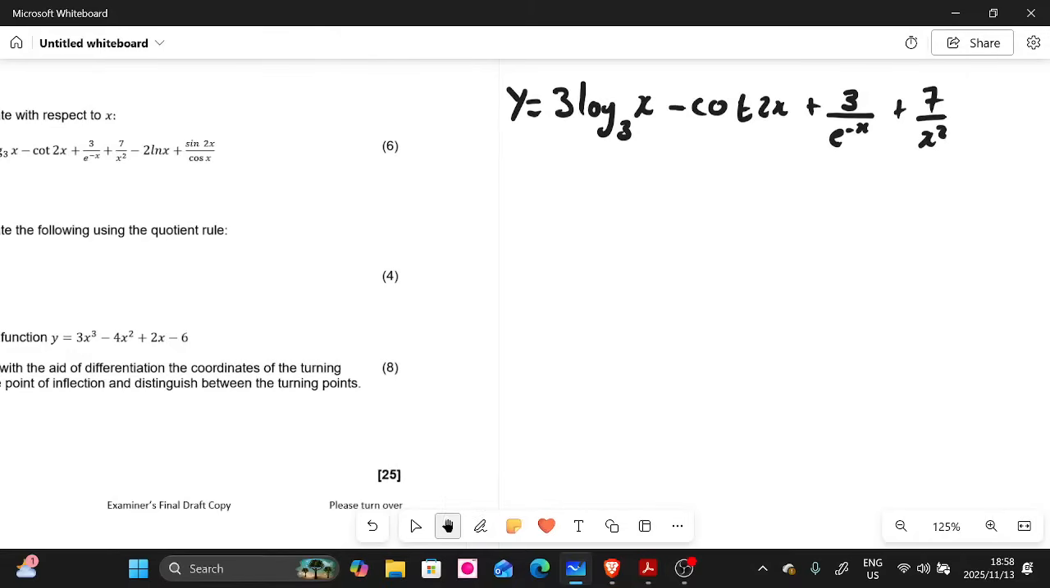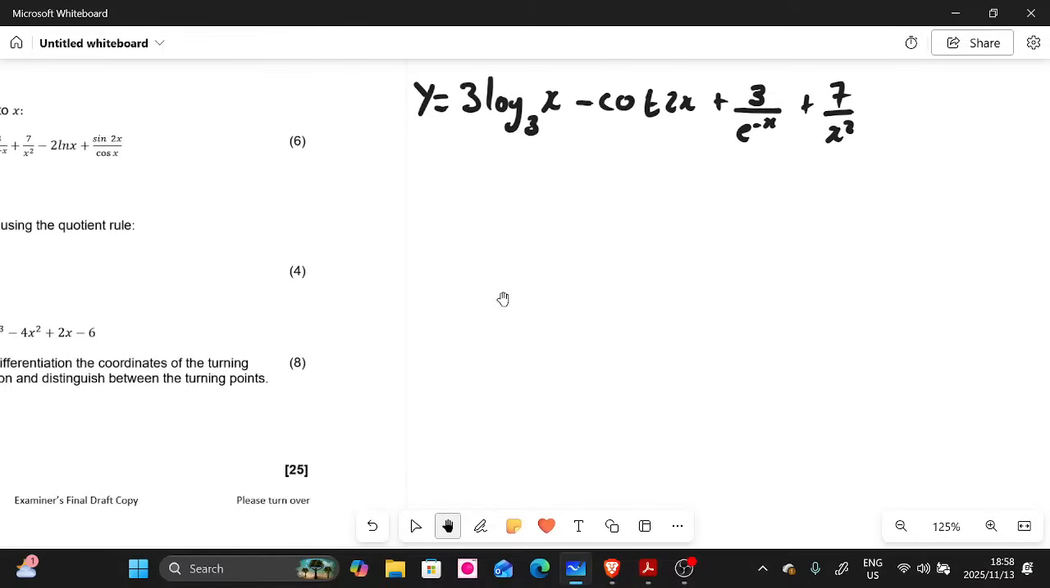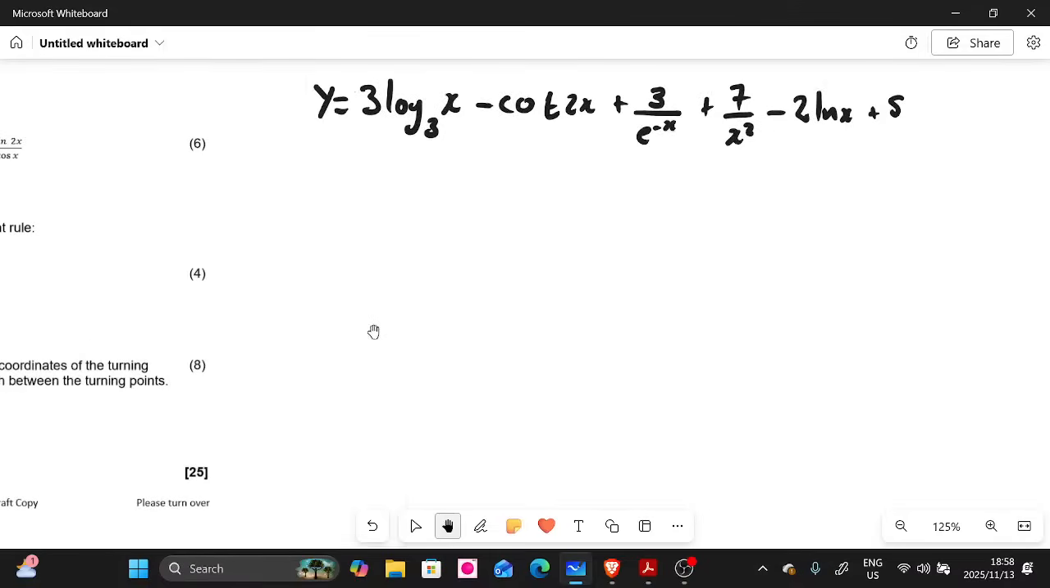Out of 6 marks, it makes sense, right? Then we have negative 2 ln x. And then the last one, we have plus sine. Let's create space again, people. I think we have sine 2x divided by cos x.